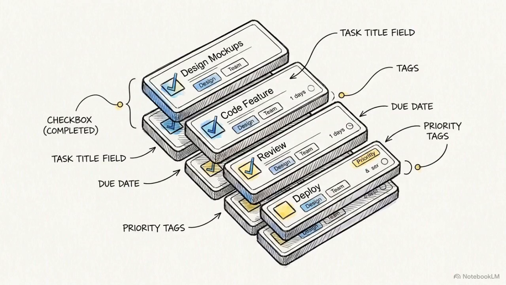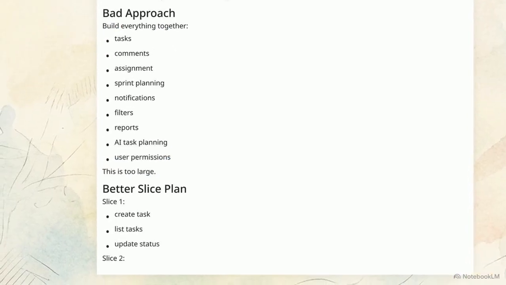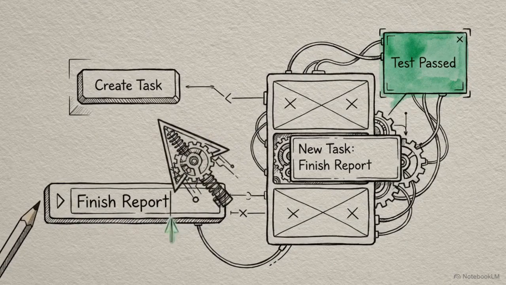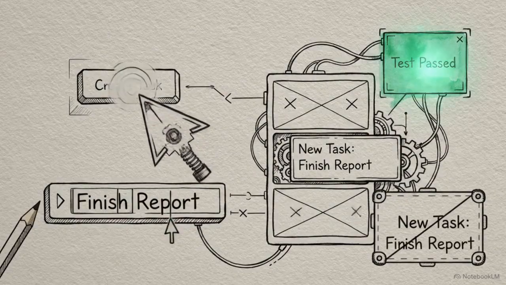Let's apply this to a practical scenario, like planning a new task manager application. Building everything together, tasks, comments, sprint planning, makes the scope too large to manage. Instead, restrict the initial scope heavily. Slice 1 focuses entirely on 3 simple actions: creating a task, viewing the list, and updating status. This constraint ensures you deliver a functional, testable piece of the product that proves the core system works.